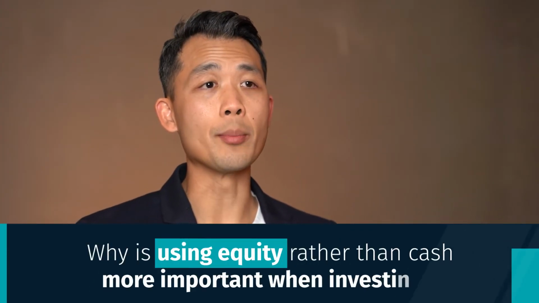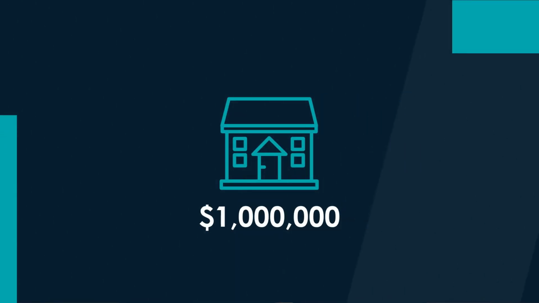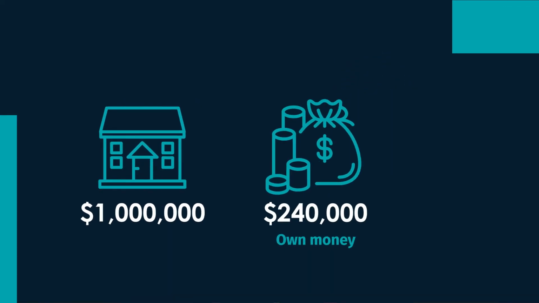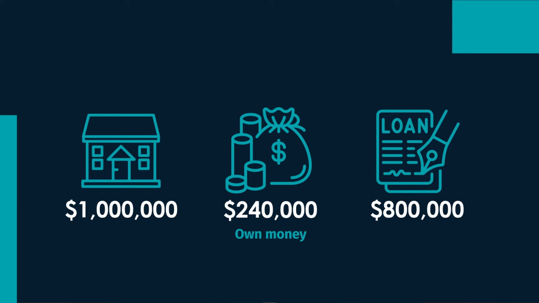Why is using equity rather than cash more important when investing? Generally, using equity to borrow more on an investment allows you to increase the tax deductibility against the asset from day one. For example, let's say you purchased a property for $1 million. If you use your own cash for the 20% deposit plus stamp duty, you would have a loan for $800,000, which means interest on the $800,000 loan is tax deductible.